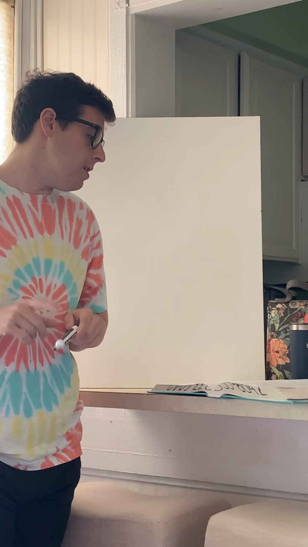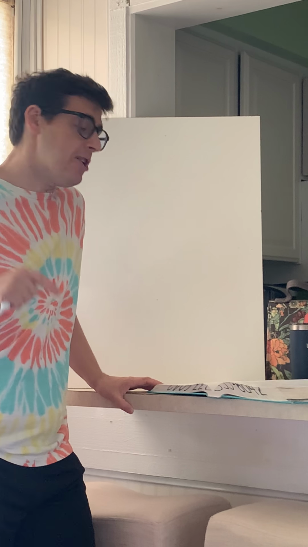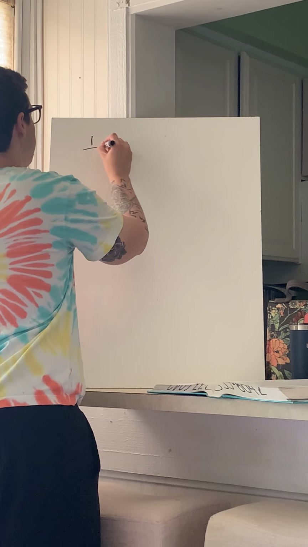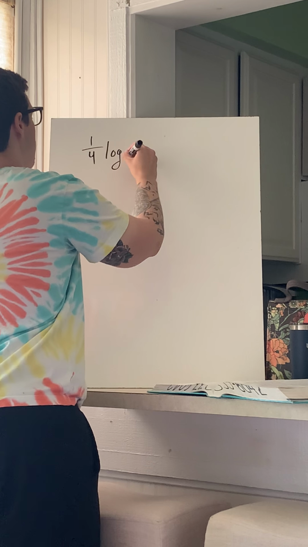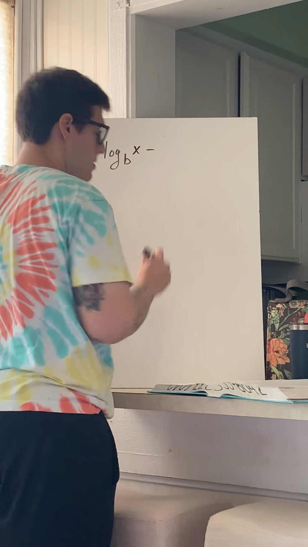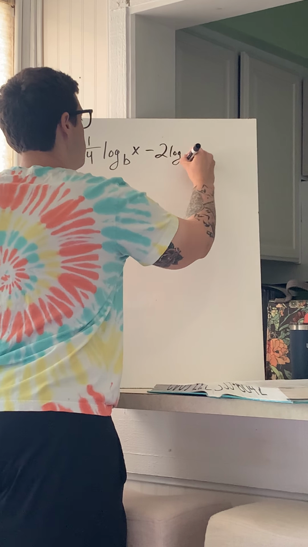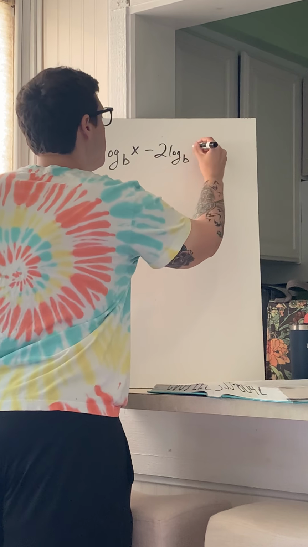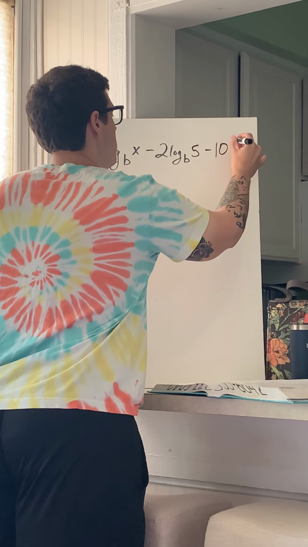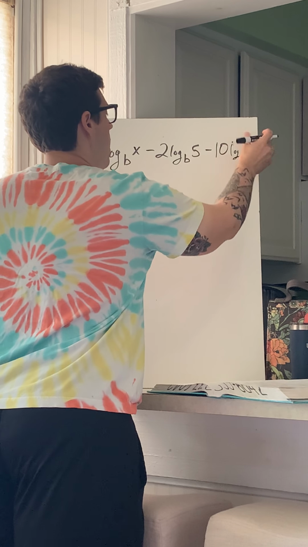There's one more on page 443, checkpoint 6, letter C. So this one's a little bit involved. I'll make sure I have all my coefficients right. This is 1/4 log base b of x minus 2 log base b of 5 minus 10 log base b of y.